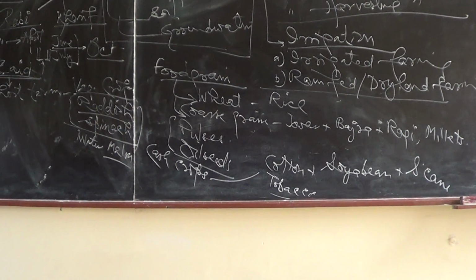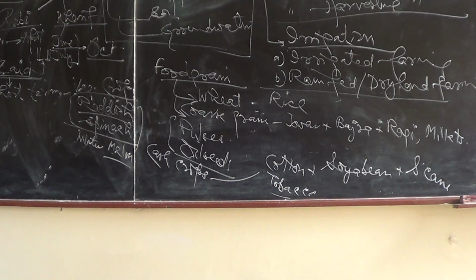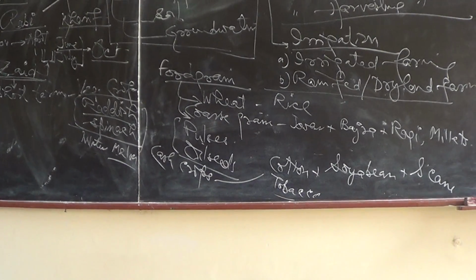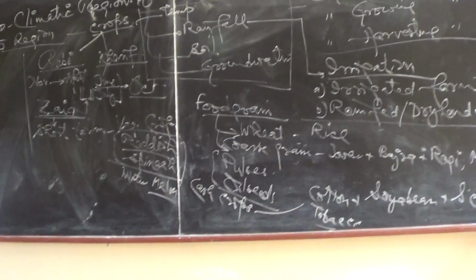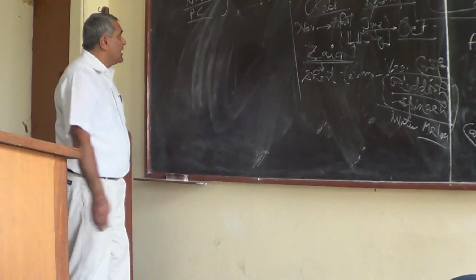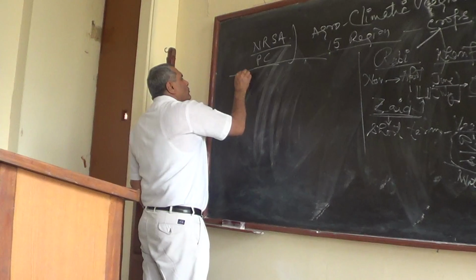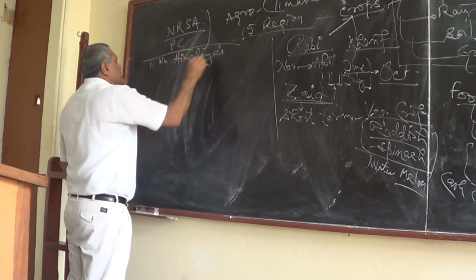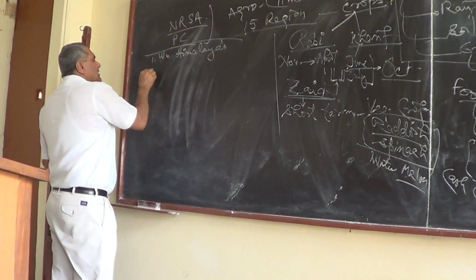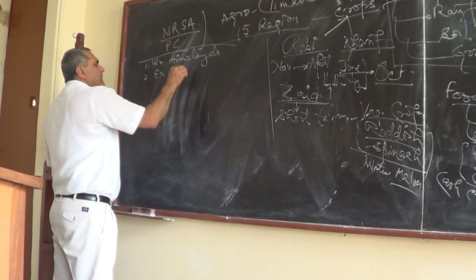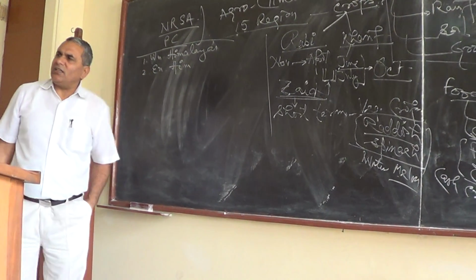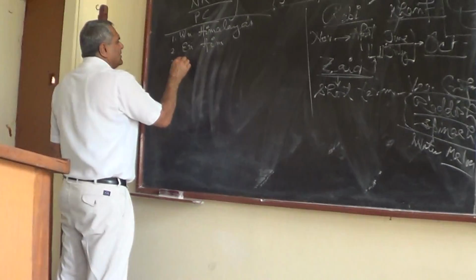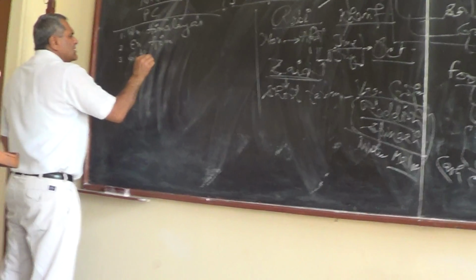On the basis of all these basic parameters, the National Remote Sensing Agency, the Planning Commission, and ICAR, the Indian Council of Agriculture Research, divided the area into 15 agro-climatic regions. Number 1 is Western Himalayas. Then Eastern Himalayas. I'm just writing the 15 regions. Third is the Satluj Yamuna plain.